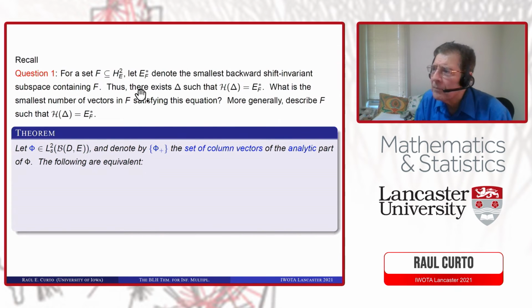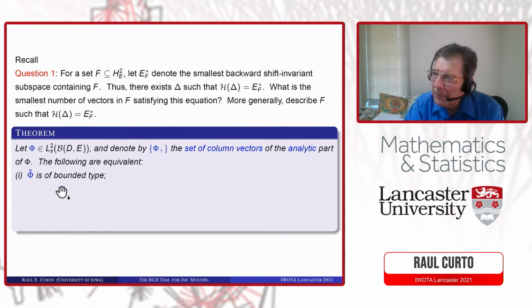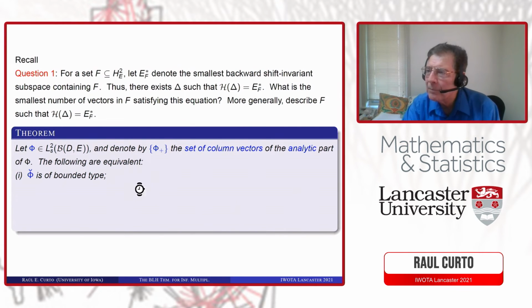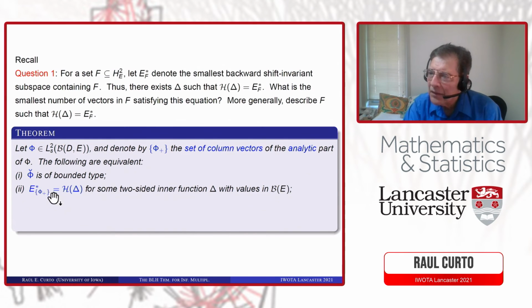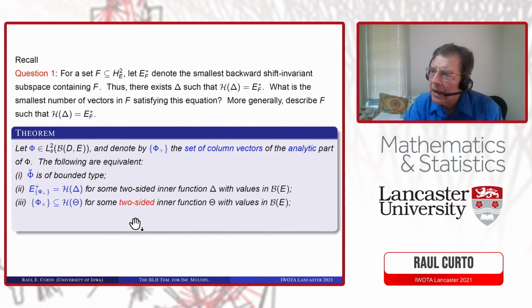We look at phi plus, the analytic part, form the brace, look at the set of column vectors. Then the following are equivalent. Phi brev is a bounded type. Phi brev, remember, phi of z bar is phi brev of z. And then this space is equal to H delta for some two-sided inner function. I should have highlighted two-sided there. The brace is containing H2 theta, some other model space for some two-sided inner function.